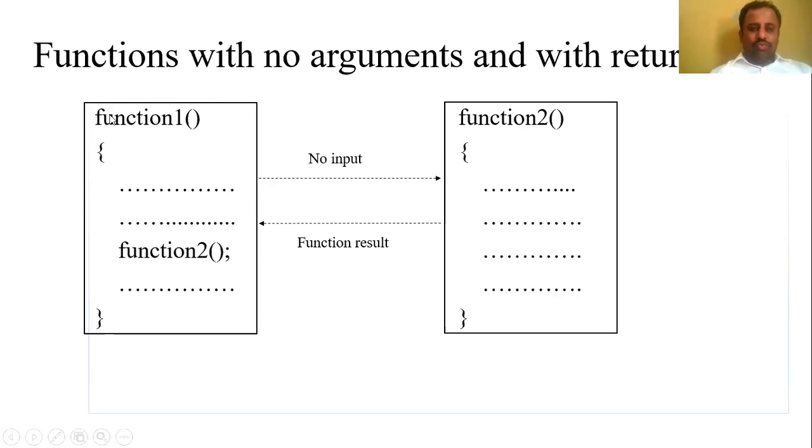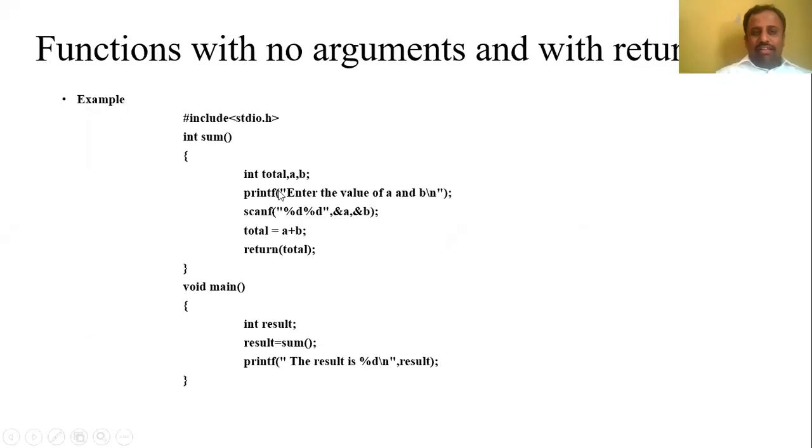Here is one example. Main is calling one function, which we call the add function. It is the add function without any arguments. Here also we will take the same example: I want to add two numbers, and I need to print the value.